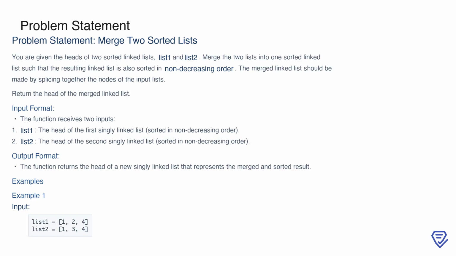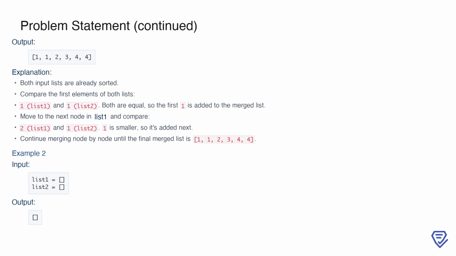For input, you'll receive the heads of the two linked lists, and the output will be the head of the merged and sorted list. Let's look at some examples to clarify this further. Consider the first example where list1 is 1, 2, 4, and list2 is 1, 3, 4. The output in this case is 1, 1, 2, 3, 4, 4. Here's how this result is achieved.